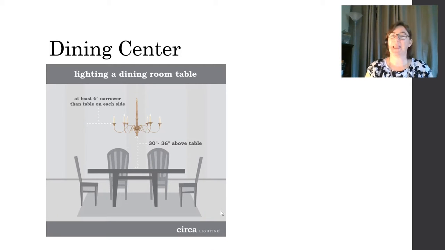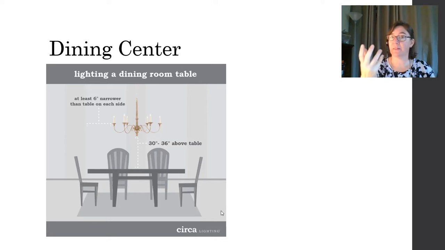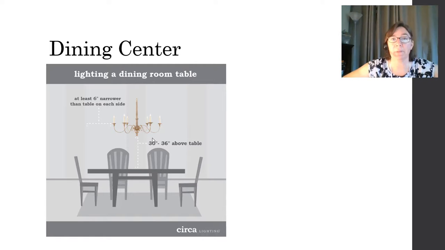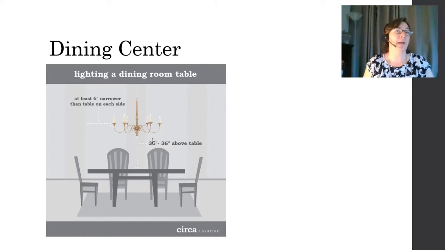Speaking of dining room tables, it's very, very common to light your dining room table with a single chandelier hung in the center. All right, this is pretty standard. And so let's talk about some design guidelines for that chandelier. It needs to be hung roughly 30 to 36 inches above your table height. And the size of the chandelier needs to be at least 6 inches narrower than the table on every side. And that's because when people get up, they tend to lean forward and then stand up. And you don't ever want anyone to come and get hurt on that chandelier.